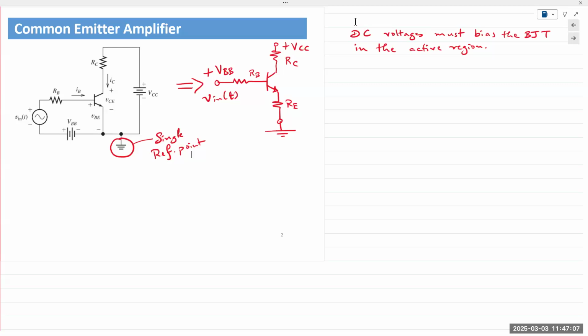When it's in cutoff, current is off, and voltage could be high. When it's in saturation, current is high, and voltage is almost zero. The active region is where it works as an amplifier, and we will see that in the next two slides.